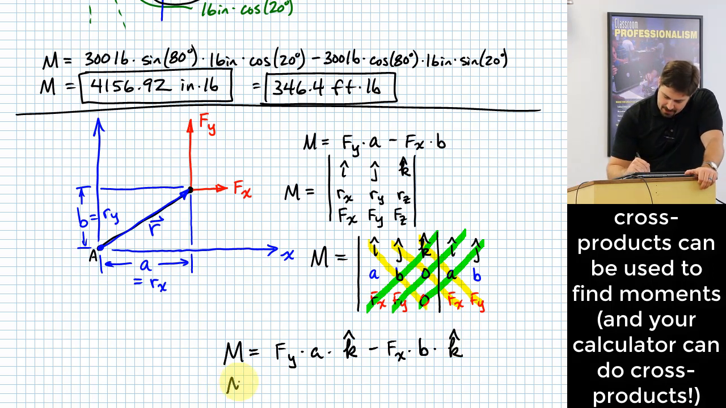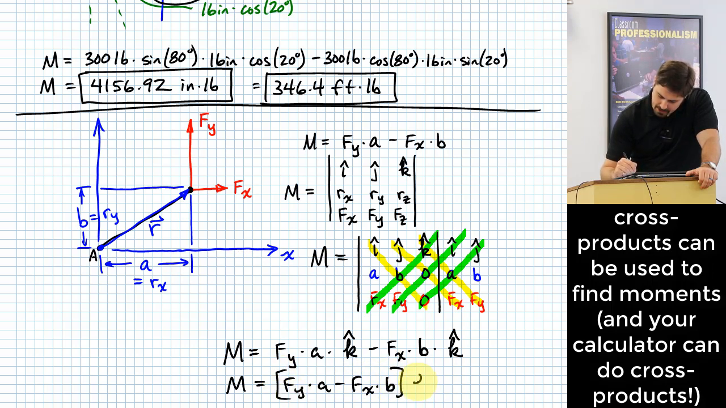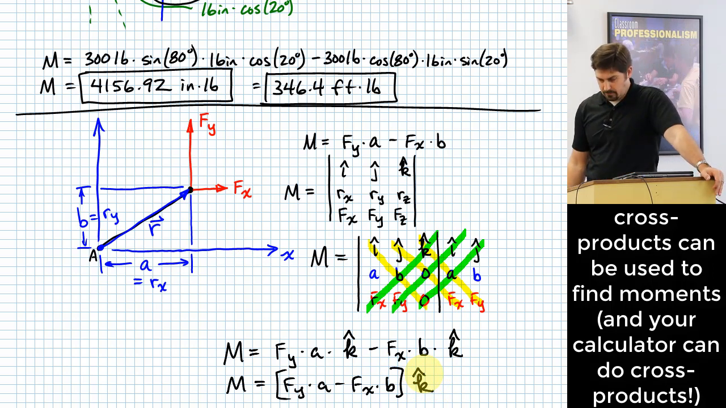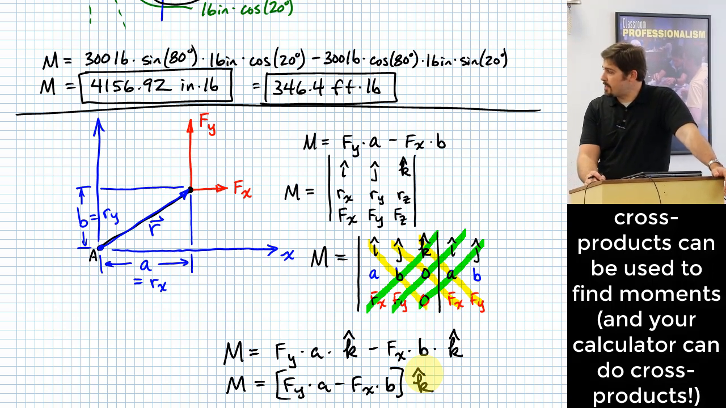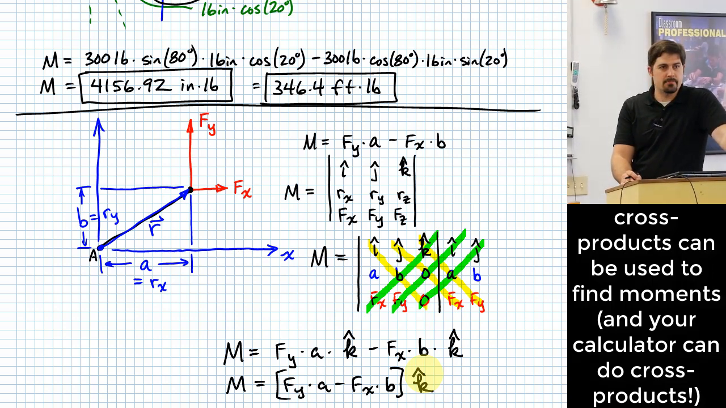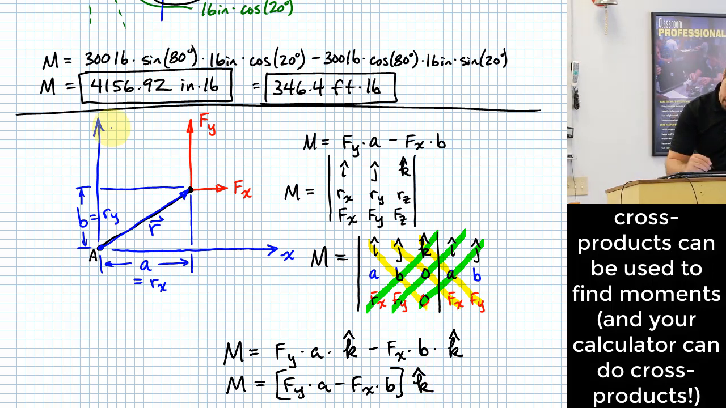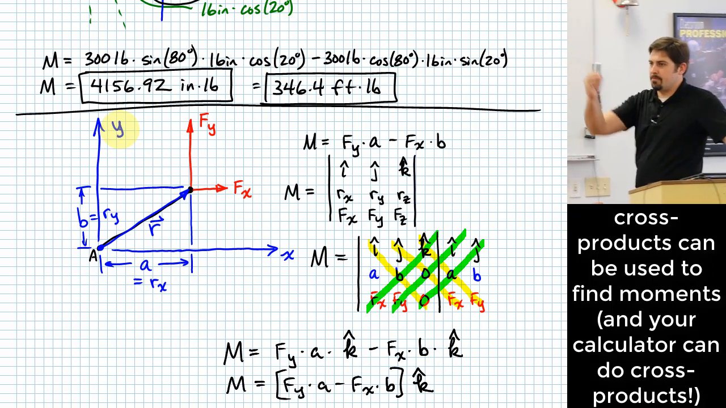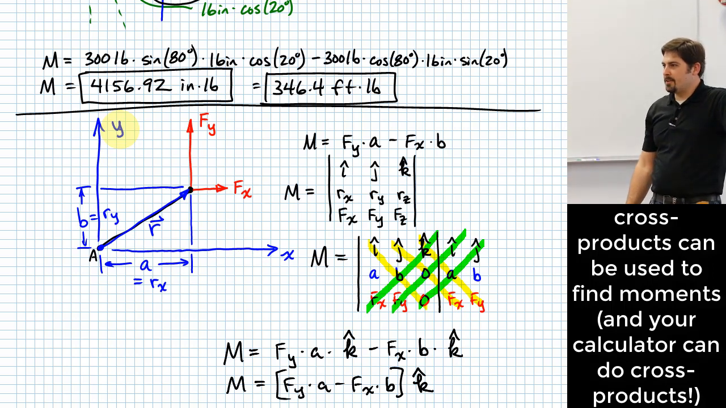Okay, which basically just says that the moment is going to be equal to Fy times A minus Fx times B, all of this times k. What does that k mean? That is a unit vector that points in what direction? In the z. So if this is my x and y coordinate system, that means I've got a unit vector that's pointing straight out of the projector screen. All right? So what does that mean?